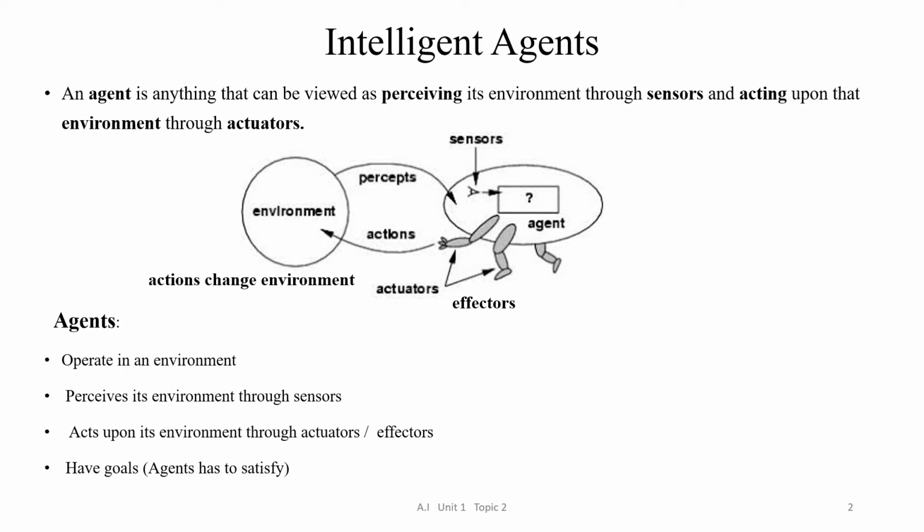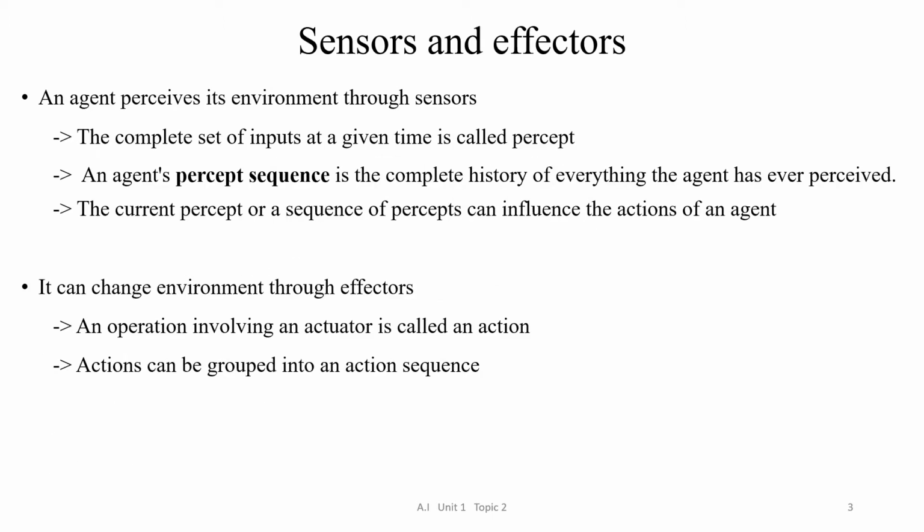Agents operate in an environment and they perceive their environment through sensors and act upon the environment through actuators or effectors. Every agent has goals. The agent has to satisfy those goals. Every agent will perform two jobs. First one is perceiving the environment through sensors. Second one is doing actions through effectors.